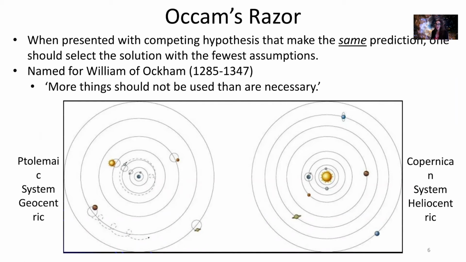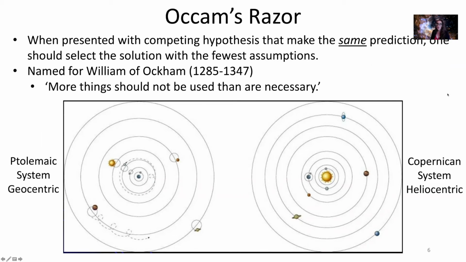Well, there was a fellow named William of Occam who lived from 1285 to 1347 AD, and this idea is named for him. And this idea says that when presented with competing hypotheses, these are educated guesses, that make the same prediction about something that we observe, one should select the solution with the fewest number of assumptions. We want the thing that's simplest, the thing that's the most elegant. And in particular, Occam said, and this is a quote directly from him, "More things should not be used than are necessary." So we're going to go through a few examples of what that means.